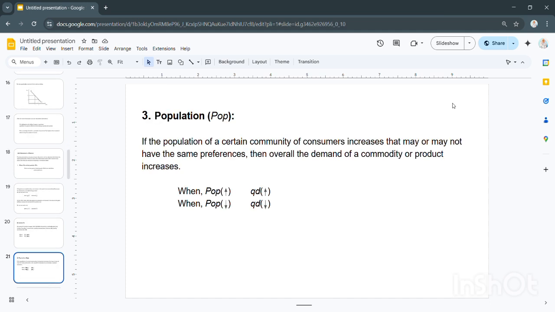Okay, third option is population. If the population of a certain community of consumers increases, that may or may not have the same preferences, then overall the demand of a community for a product increases. That means when our population increases, quantity demanded also increases, and when population decreases, quantity demanded also decreases.